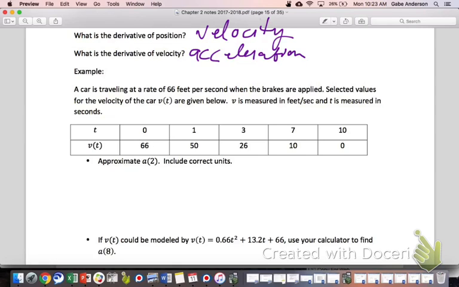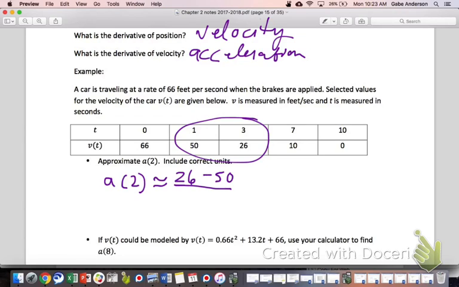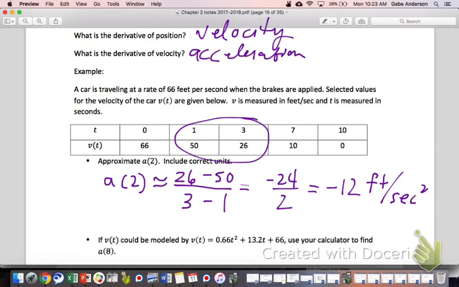So I will say this. A of 2 is approximately equal to, I'm going to use the secant line slope. So what would the top look like? V of 3 minus V of 1, yeah. So we'll go 26 minus 50 over 3 minus 1. And that gives us negative 24 over 2, which is negative 12 approximately. What kind of units would be attached to that? Feet per second squared. Feet per second squared is correct.